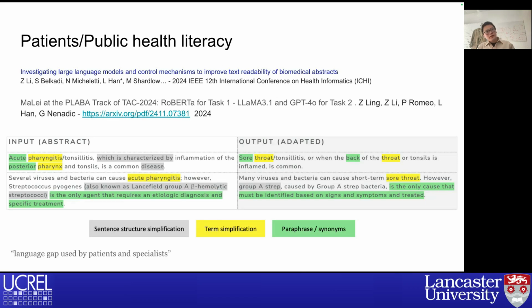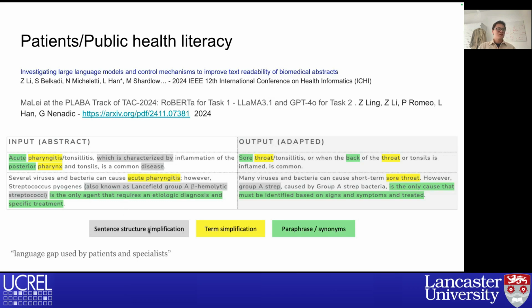And then for patient health literacy, or plain language adaptation, we attended the shared task for plain language adaptation of biomedical abstracts. We have published in the IEEE International Conference on Healthcare Informatics. So here is an example. This text on the left is not the text lay people use. The right-hand side is the text lay people use. They will understand the clinical website using the right-hand side text, not the left-hand side.